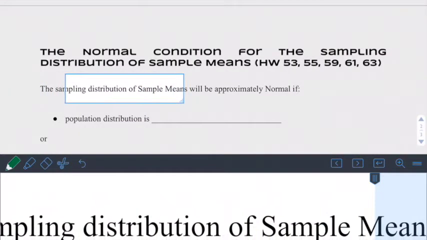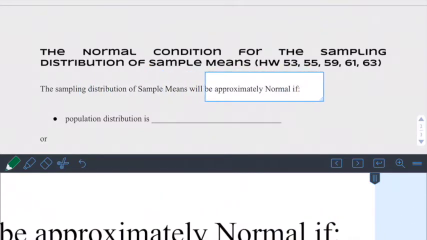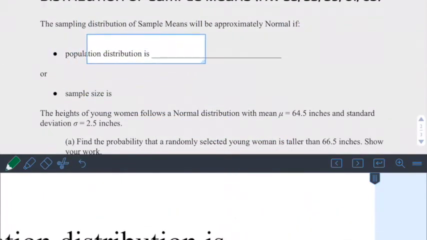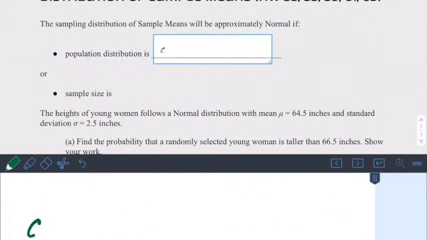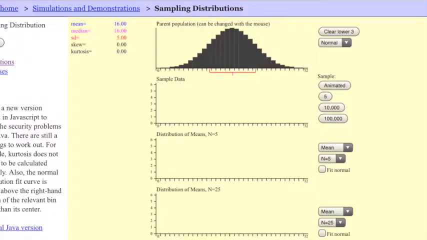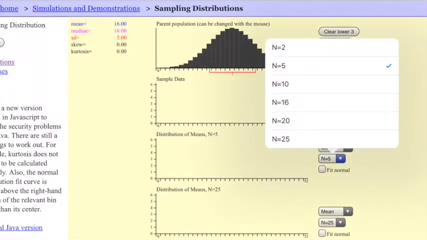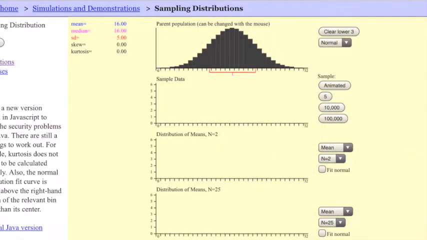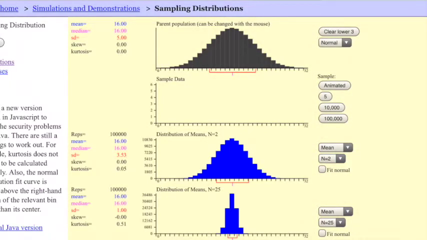The sampling distribution of sample means will be approximately normal if the population distribution is approximately normal. So going back to our applet, if we have a normal population distribution, it doesn't matter how small n is. When I take my sampling distribution, or in this case a simulated sampling distribution, it will be approximately normal. You see there's no skewness.